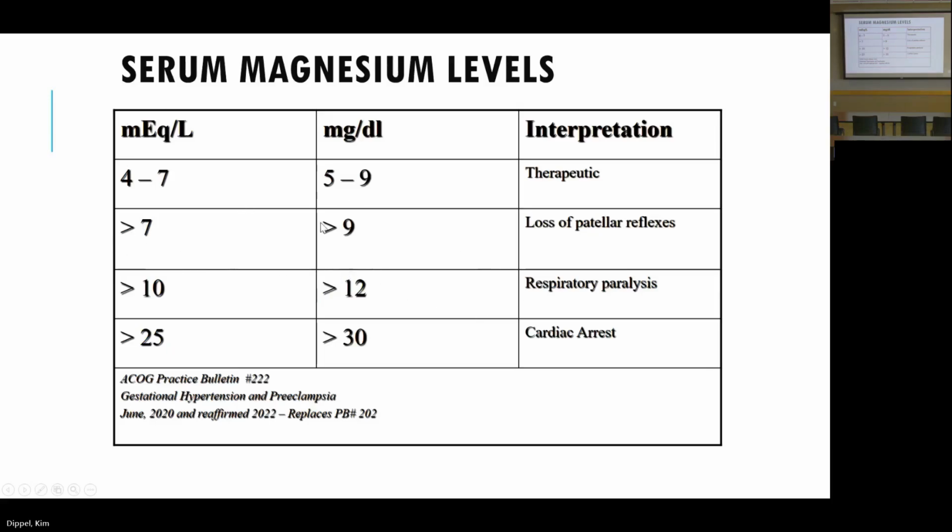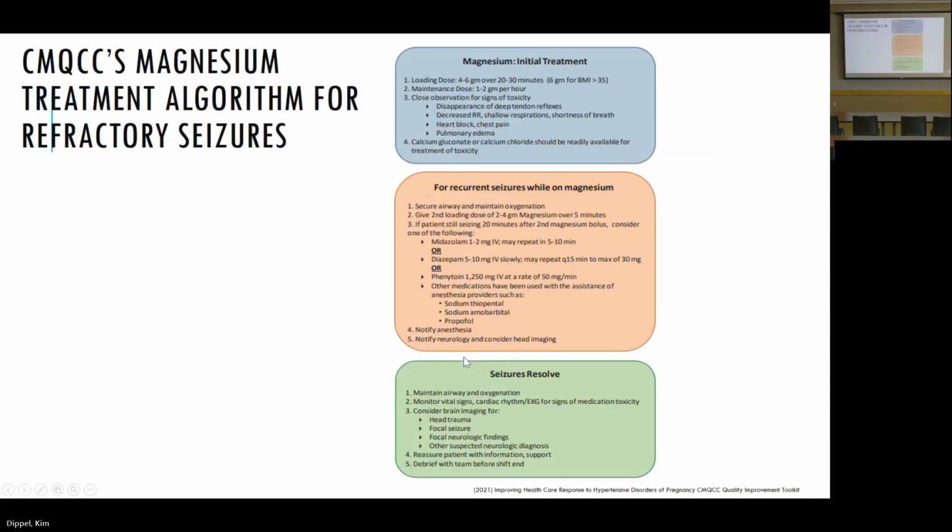Then when you get greater than 7 to 9, that's why those patellar reflexes or any kind of reflexes, it's important to do those consistently and then show your person during bedside report what your 2+ is or whatever, because we don't want to get down to this respiratory paralysis. And I don't know about you, but I definitely want to avoid cardiac arrest.